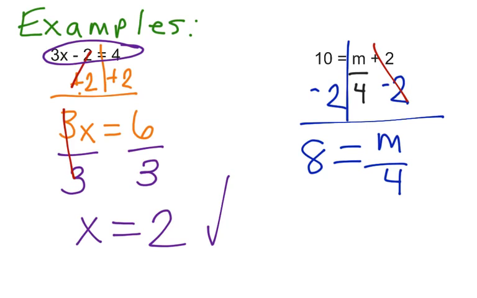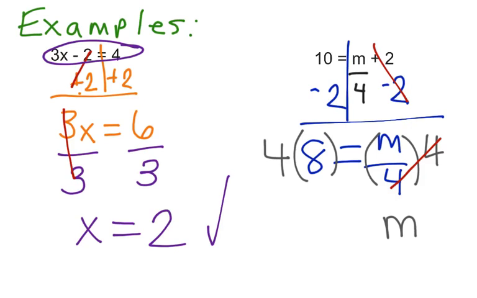Remember, the fraction bar means to divide. To undo the division, you're going to multiply both sides by 4. When you do that, the 4's cancel out, leaving us just with m, and 4 times 8 is equal to 32. So if we want to check, if you plug in 32 to the original equation, 32 divided by 4 is 8, and 8 plus 2 is 10. So this one also checks out.